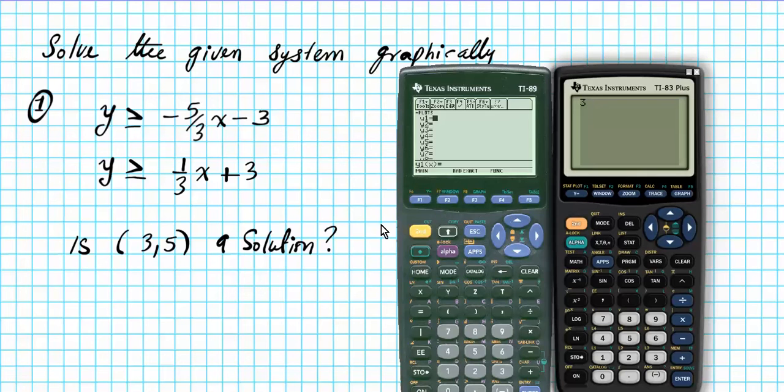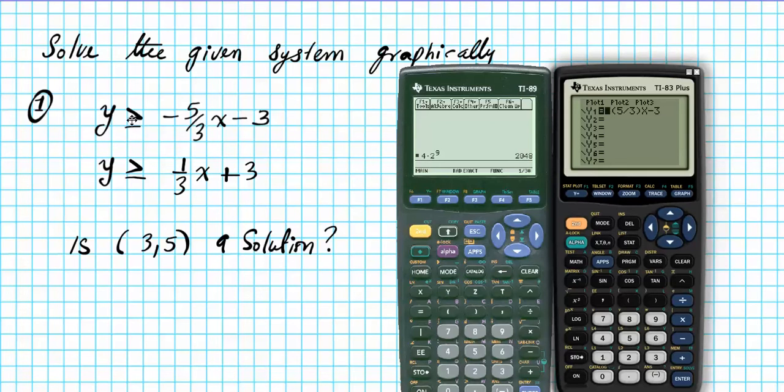Let's start with the TI-83 calculator first, okay? So for the TI-83 calculator, just press your Y= button. That takes you to the graphing window with all your functions ready to be entered. So for Y1, we're going to enter the first inequality. So we're going to enter -5/3 X minus 3. Press enter. Okay, so what happens when you graph this function? You have just a line.